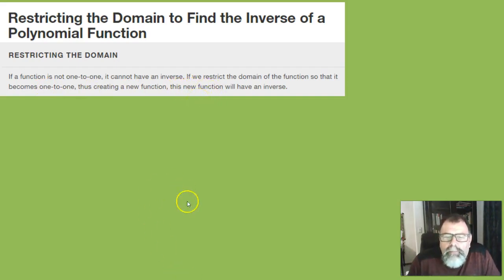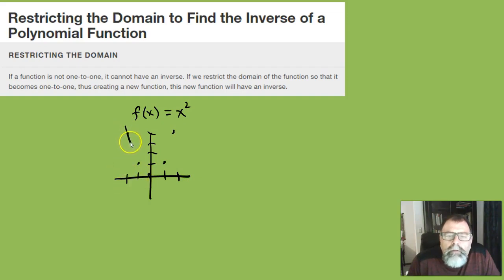So a classic example would be, if f of x is x squared, right, you get this parabola: (0, 0), (1, 1), (2, 4), (-1, 1), (-2, 4), and we get this parabola. And it's not one-to-one because it would fail the horizontal line test. So if y equals, say, 2.2, we're going to get two x values that have that.